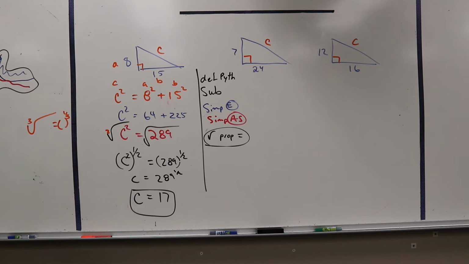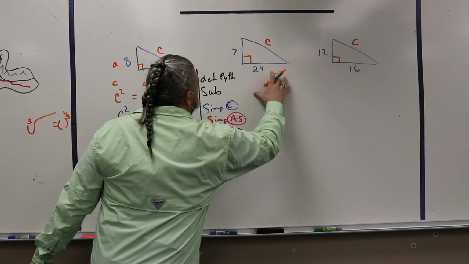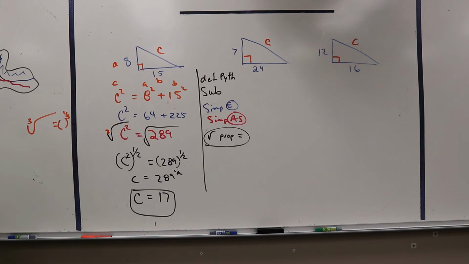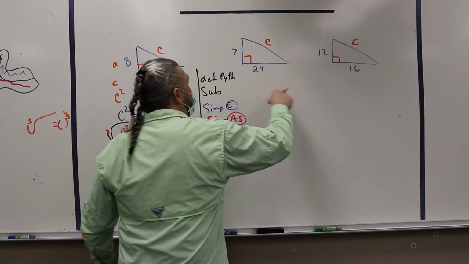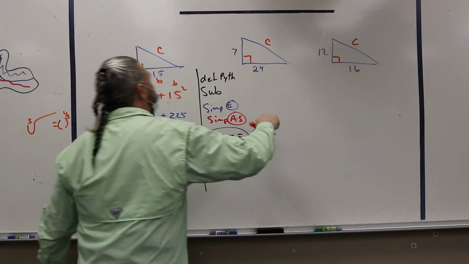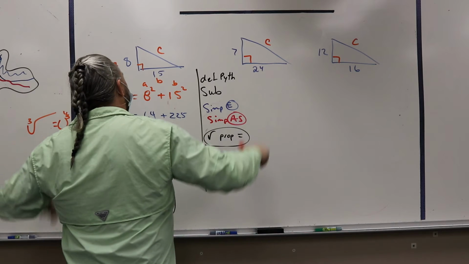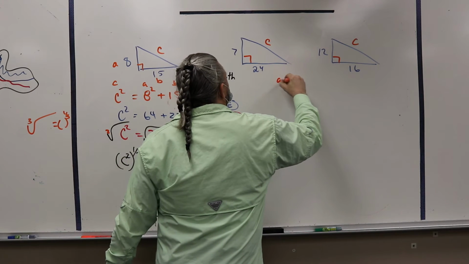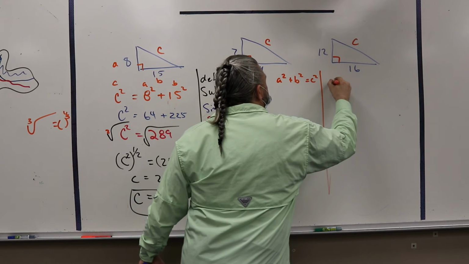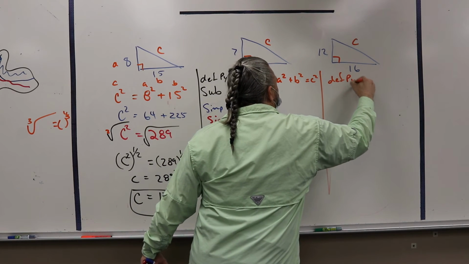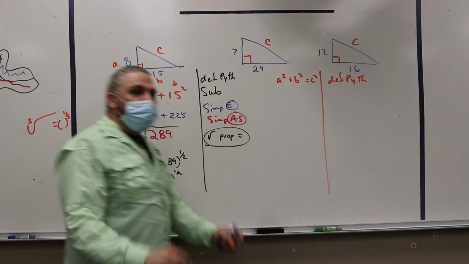Okay? Alright. Enough said. So let's move on to the next problem here. To be able to do this, I'm going to save this for last because I won't have enough space. But I'm still doing a squared plus b squared equals c squared, the definition of the Pythagorean theorem, okay?